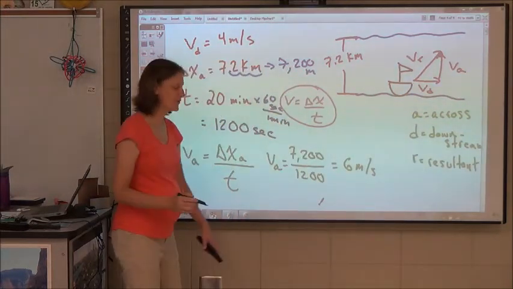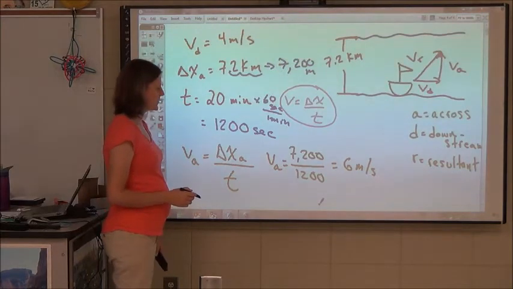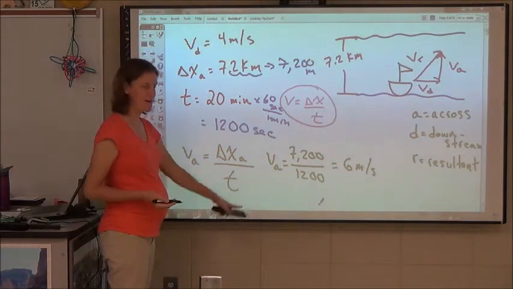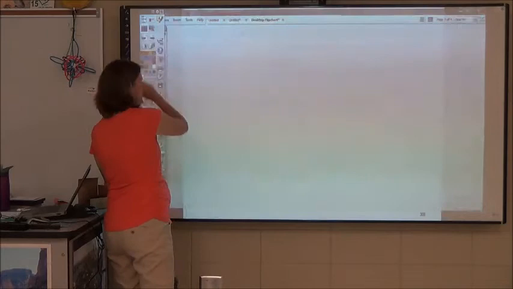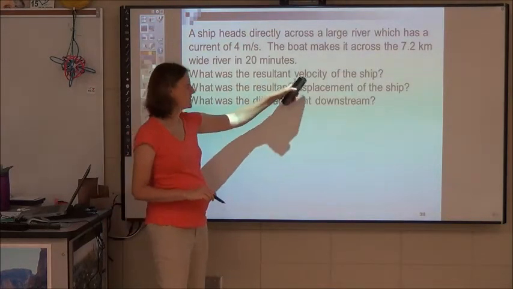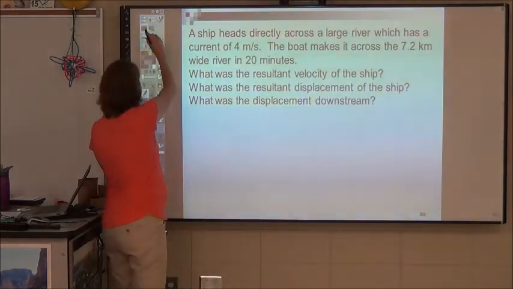Sorry, my mental math is a little poor. All right, so 6 meters per second is the velocity across. Again, I haven't answered the question yet. The question was the resultant velocity of the ship.